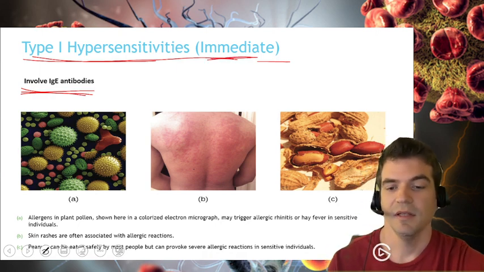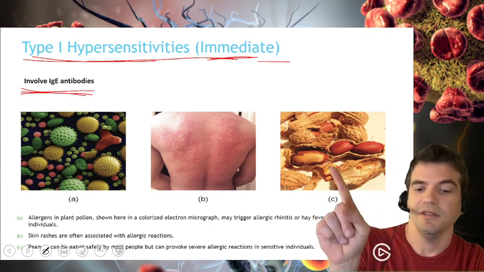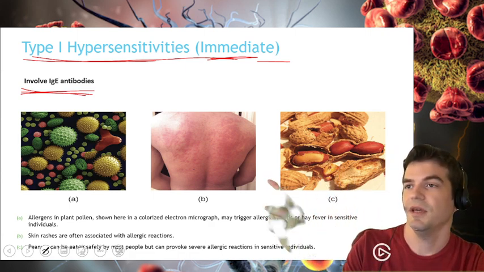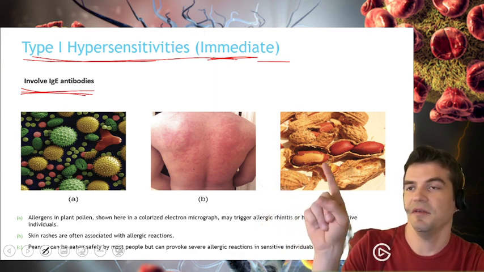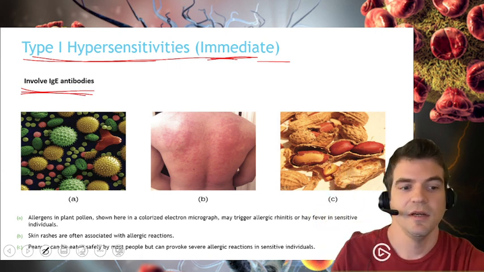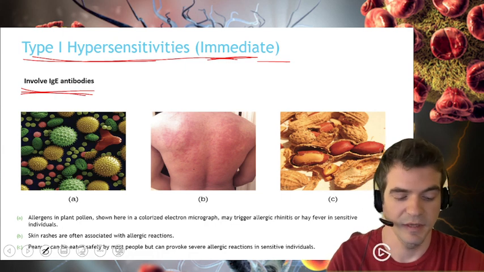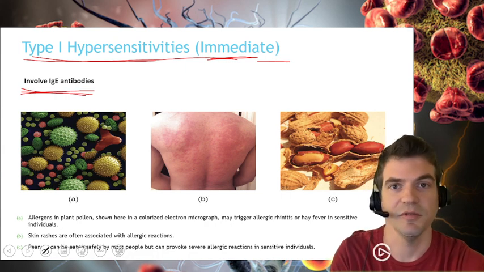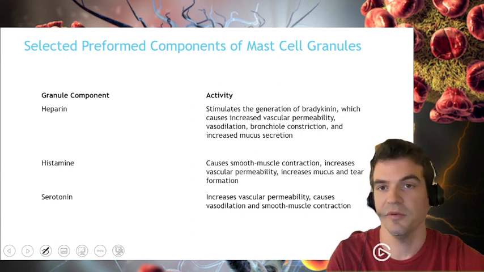Here are some allergens in plants. Here is a skin rash, characterized by a skin allergy. Then we also have peanut allergies, which are, of course, more and more prevalent. They don't serve peanuts on planes anymore because they can provoke severe reactions.